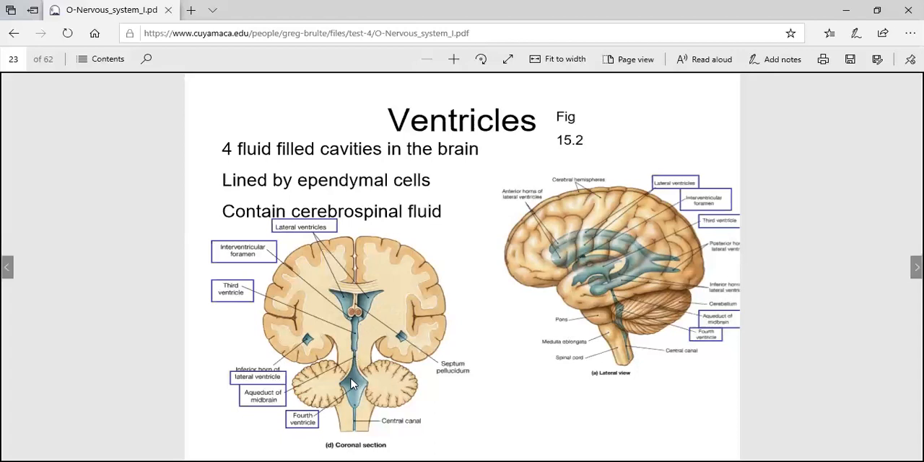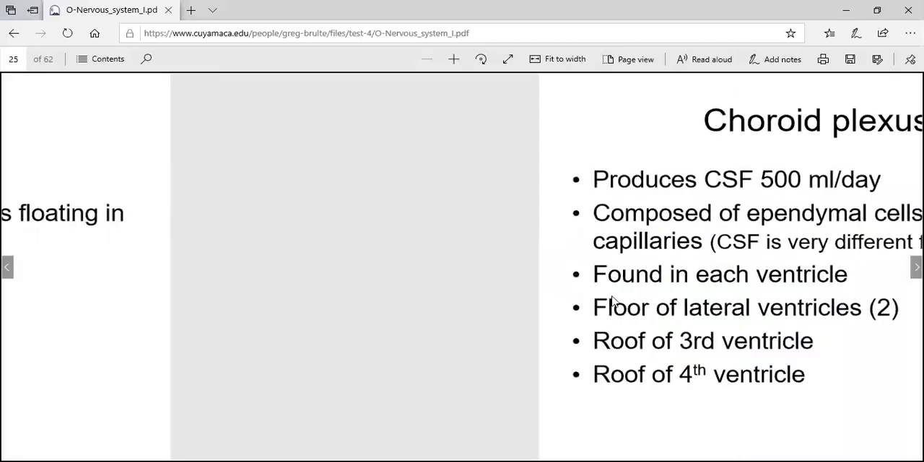Here's your fourth ventricle, and it's connected by an aqueduct. See the aqueduct? Remember the Roman aqueducts carried water? Well, this kind of does too. They call it the aqueduct of the midbrain, or the aqueduct of Sylvius, S-Y-L-V-I-U-S, or just cerebral aqueduct. If you just call it aqueduct, I'll probably give it to you. But aqueduct of Sylvius is what everyone calls it. So let's go back to here.